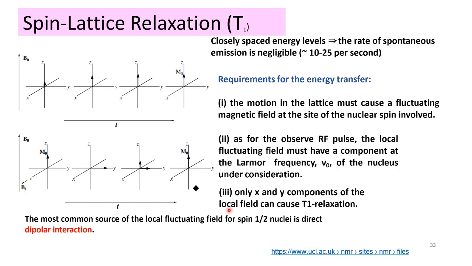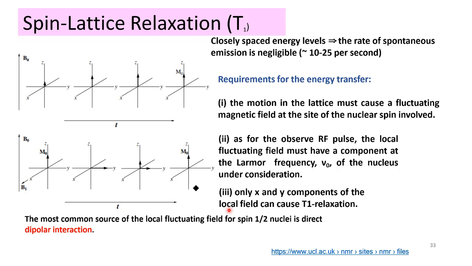As you can see in this diagram, with the closely spaced energy levels, the rate of spontaneous emission is negligible. So it is around 10 to 25 per second. So it won't take much time for the spontaneous emission to take place. So the rate is very high.